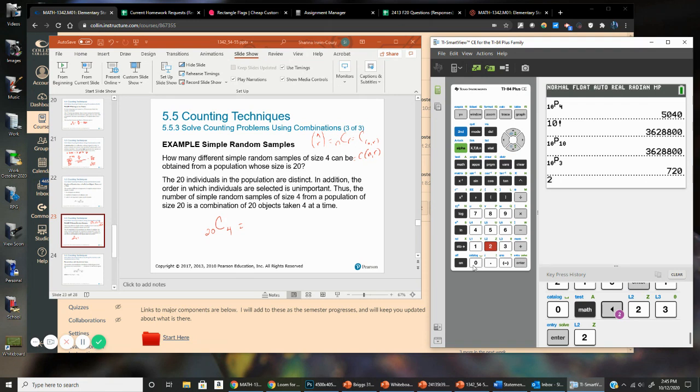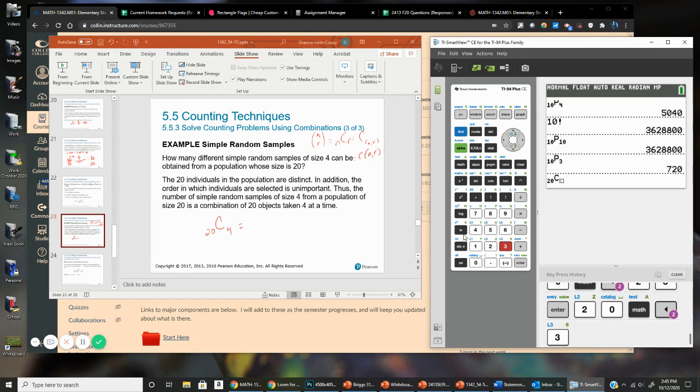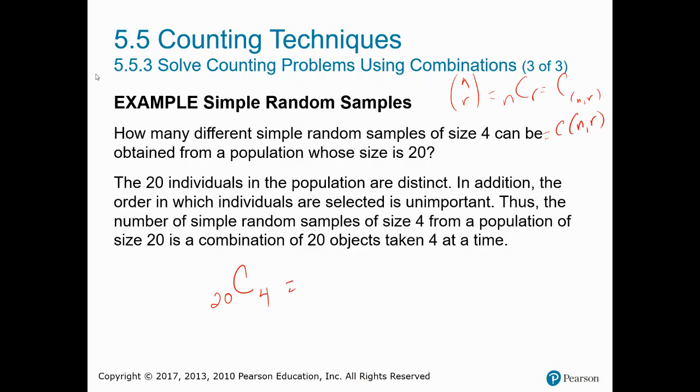We used to have to, of course, do these by hand, and if I'm honest, it's actually a lot of fun because things get canceled, but I won't make you do that because you probably won't think it's fun. So 4845. If you think you might think it's fun, I'll just show you one time. So 20 factorial over 20 minus 4 factorial, 4 factorial.